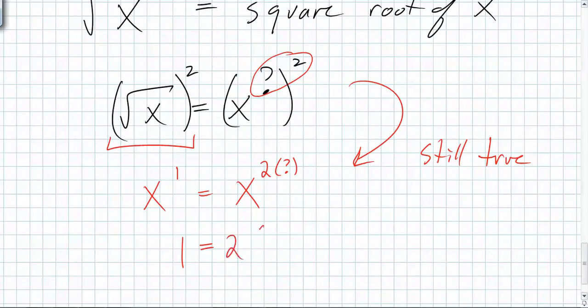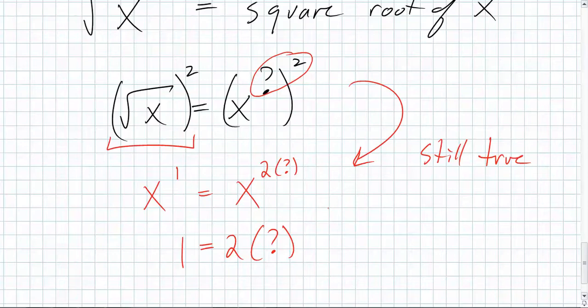2 times the question mark. If x to the first equals x to the 2 times question mark, 1 has to equal what? 2 times question mark. Does that make sense? Are you following what's going on? It's the same thing on both sides, but the powers are different, but for things to be equal, the powers have to be the same.